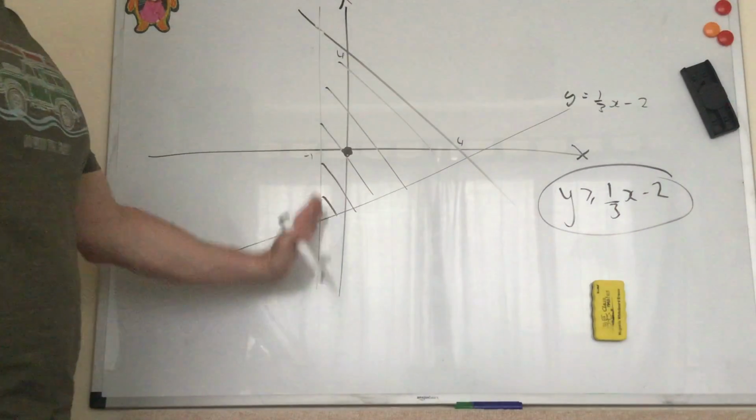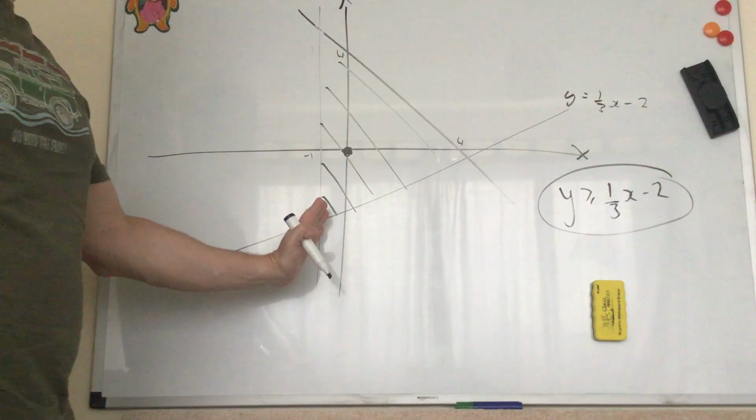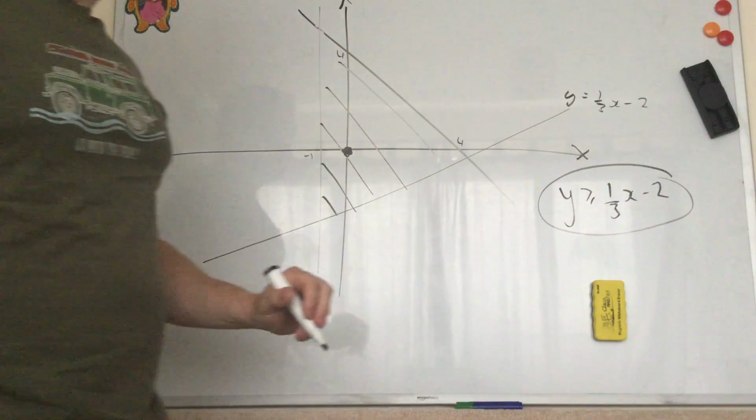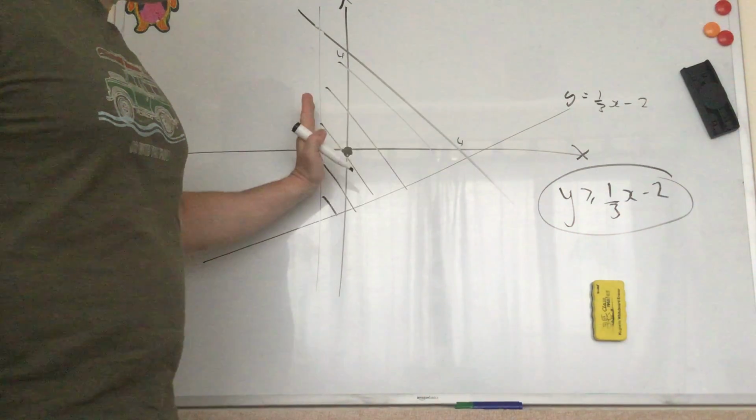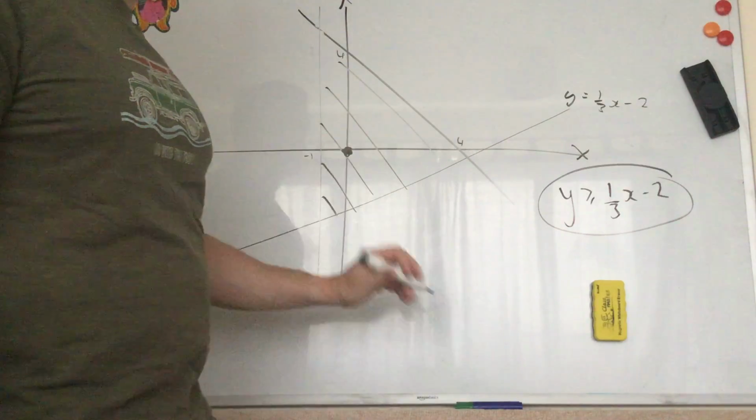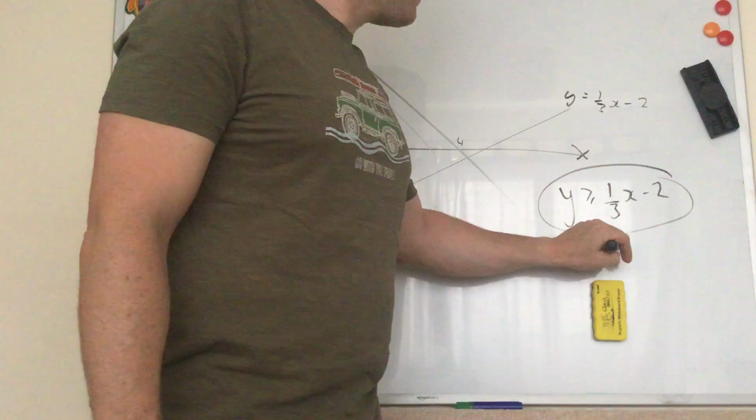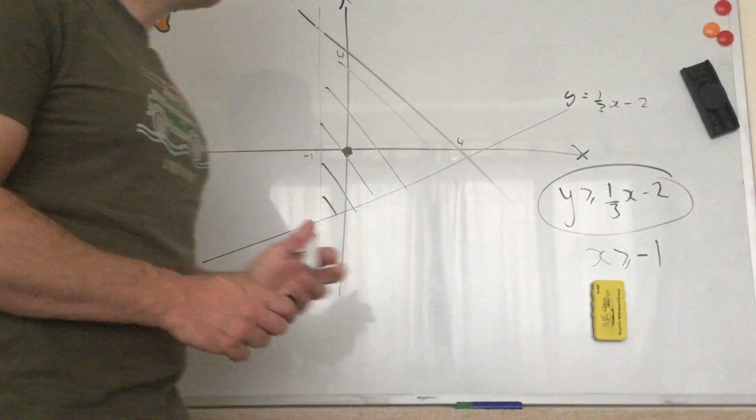Okay. Next one, this line, okay, is x equals minus 1, and we want this side of it, so we need the x coordinate to be greater than or equal to minus 1. So the next one is x greater than or equal to minus 1.